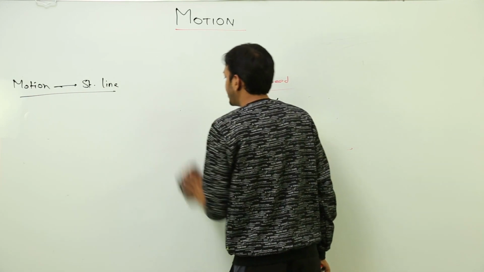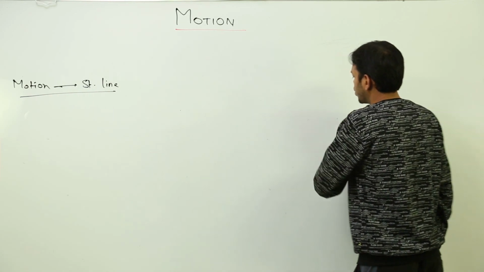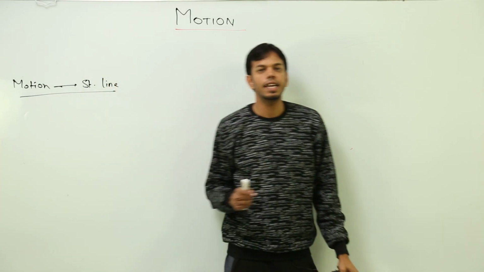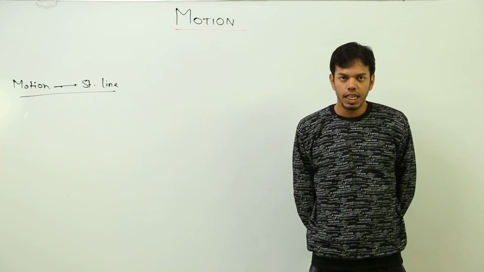So now we have done speed, distance, velocity, displacement. Now we will proceed to motion in a straight line only, but this time we are going to do a new thing about average and relative speed.